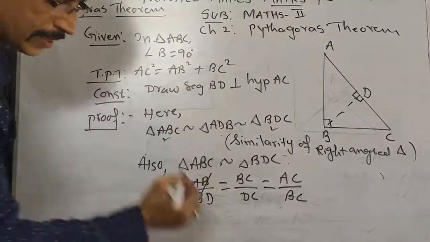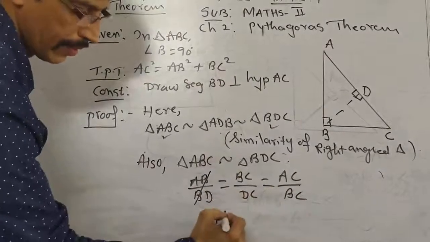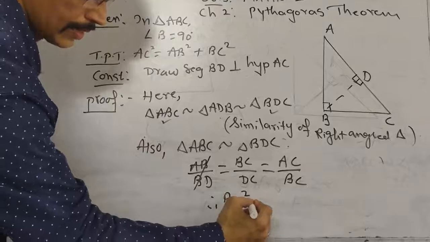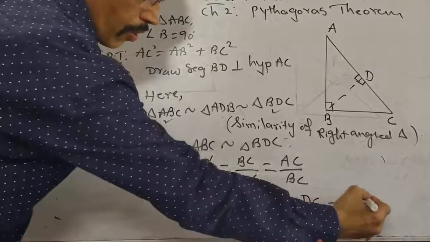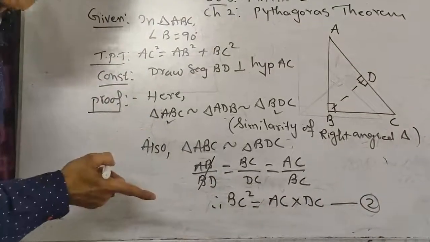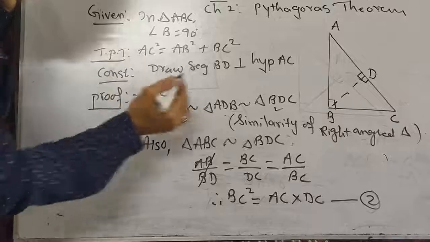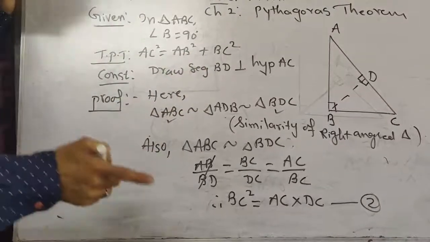Now here you can see we want DC square, so we will not take this. We will take this proportion. So BC square is equal to AC into DC. This is the second one. First and second we got. So now we will add, because here the plus sign is there.